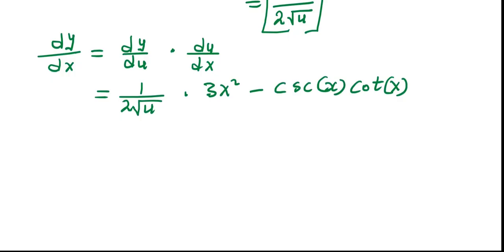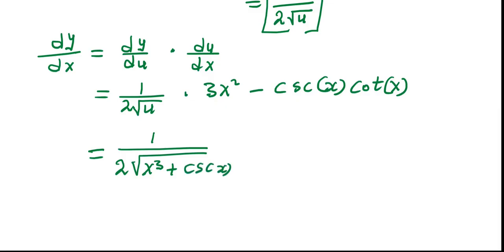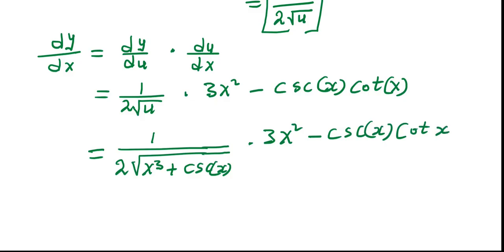So this will now be equal to 1 over 2 the square root of x cubed plus cosecant x, times 3x squared minus cosecant x cot x.